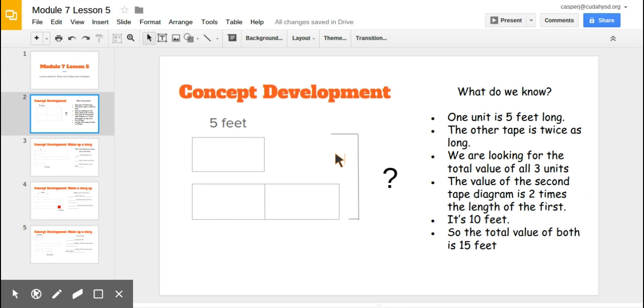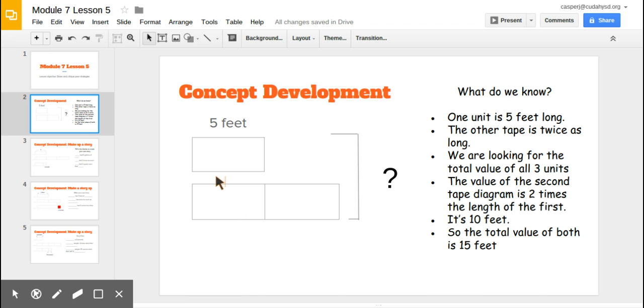The first slide we have here in concept development is the idea of the basic tape diagram, which is right here. We're going to ask ourselves these questions. What do we know? Well, we know that this unit right here is 5 feet long. And we know that the other tape right here is twice as long as the first tape. And we know that we're looking for the total of the 3 equal parts. 1, 2, 3. This is the total. That's what we're looking for.